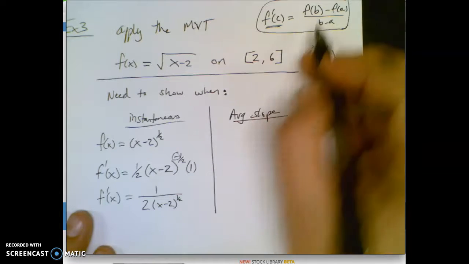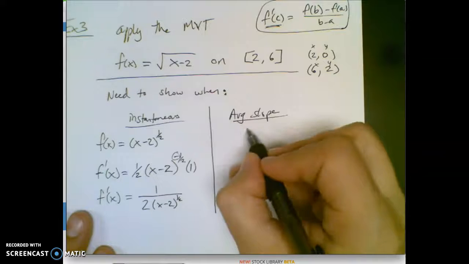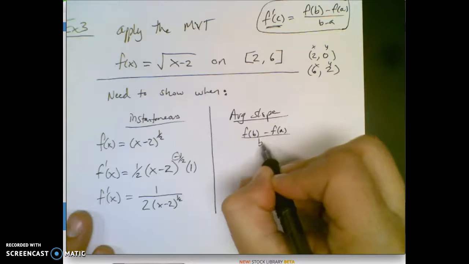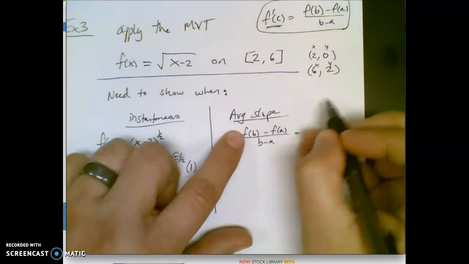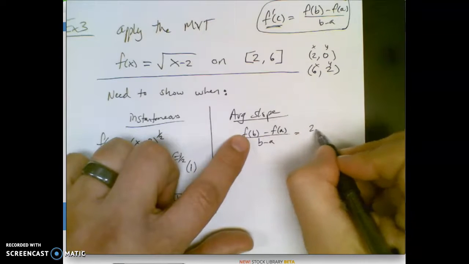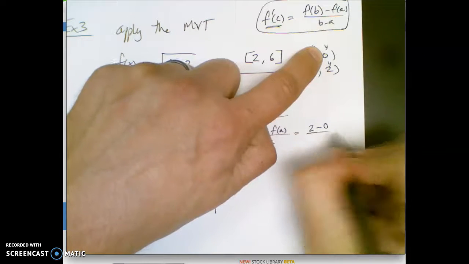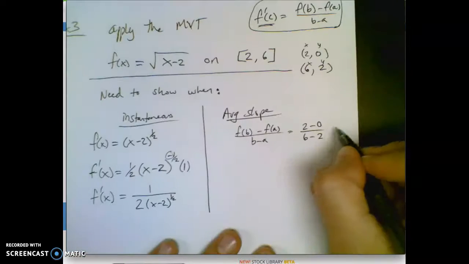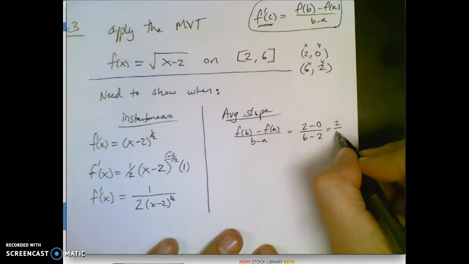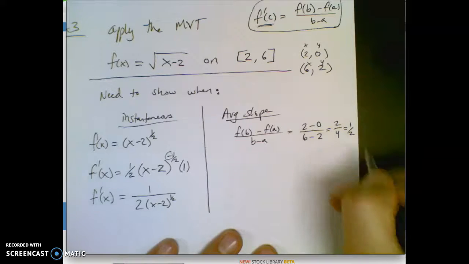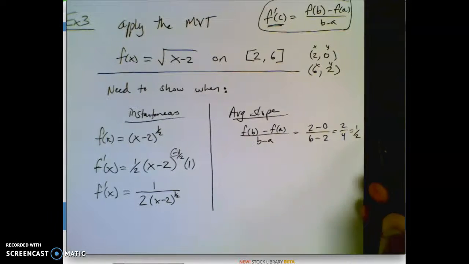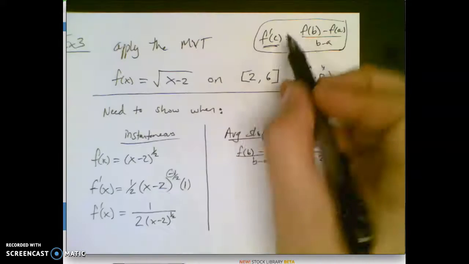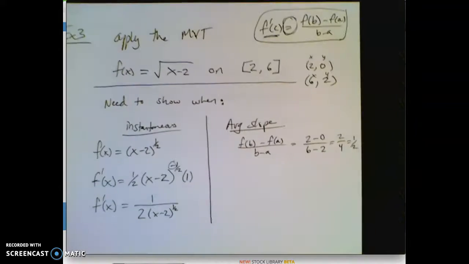Your f of b is this guy. I'll write it down first. Heck, why not? So your y2 is 2 minus your y1, which is 0, over x2 minus x1. So that becomes 2 over 4, also known as 1/2. So I have an average slope of 1/2, an instantaneous slope of this crazy thing, and I need to find when are those two things equal.